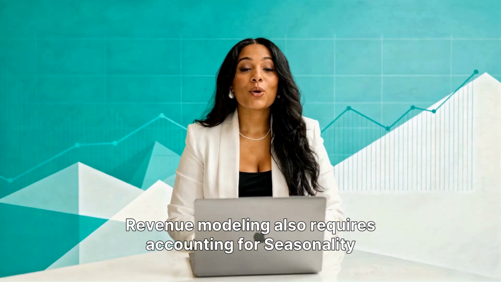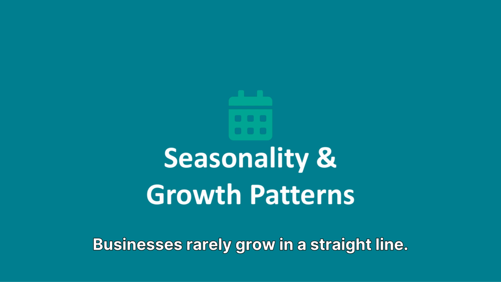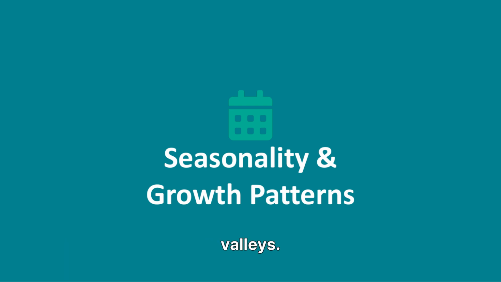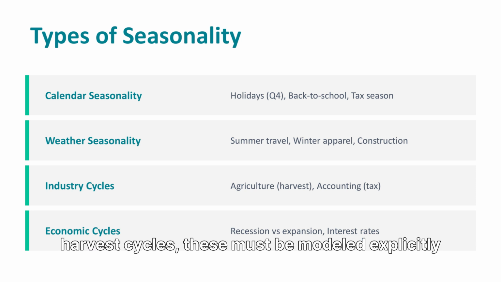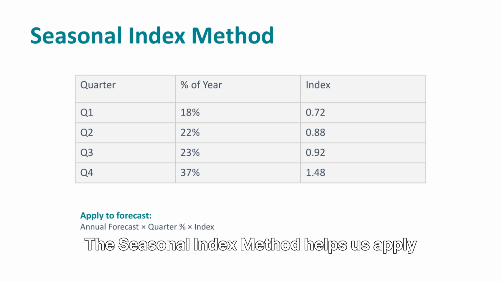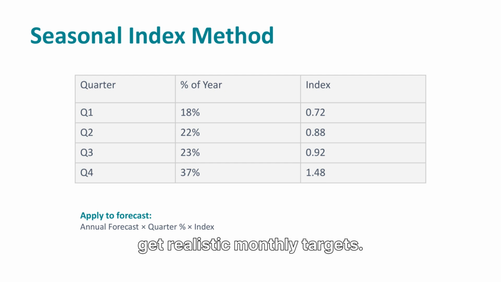Revenue modeling also requires accounting for seasonality and growth patterns. Businesses rarely grow in a straight line. External factors often cause predictable peaks and valleys. From holiday shopping in Q4 to agricultural harvest cycles, these must be modeled explicitly for accuracy. The seasonal index method helps us apply these patterns to our annual forecasts to get realistic monthly targets.